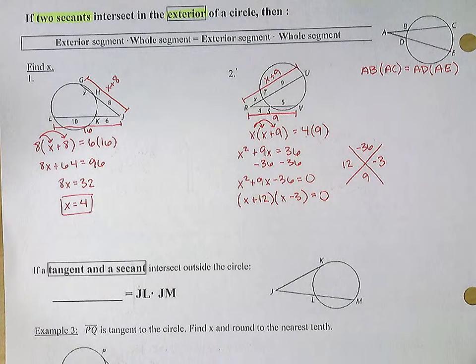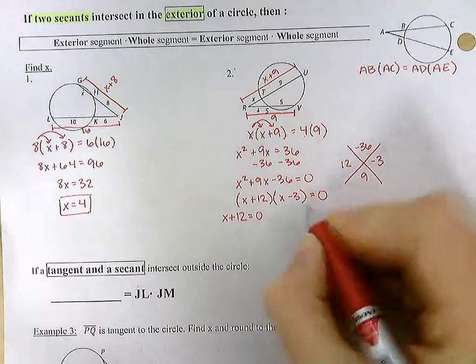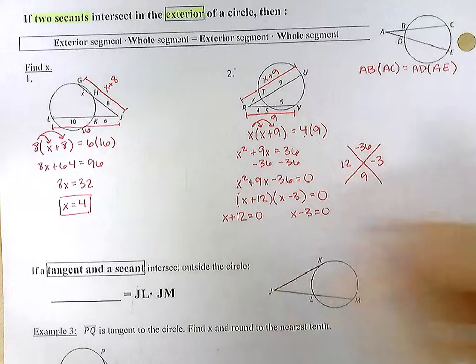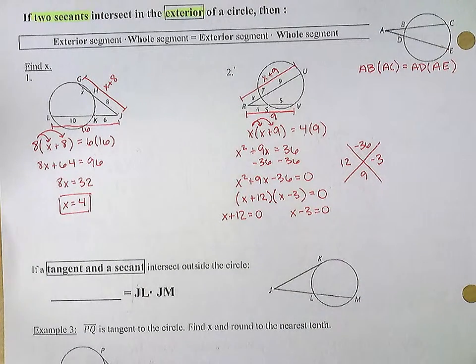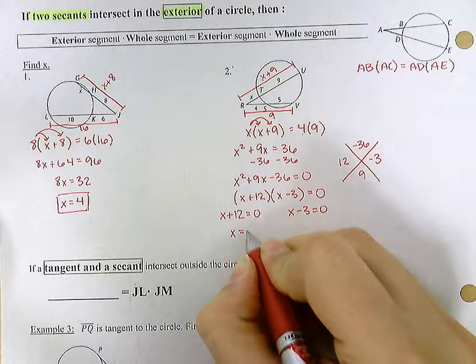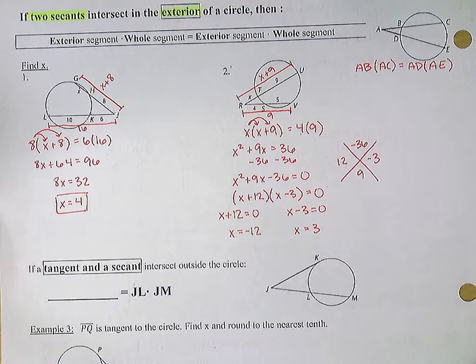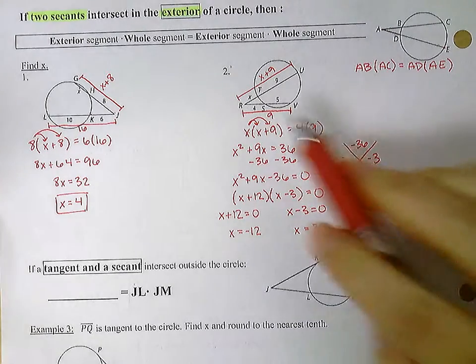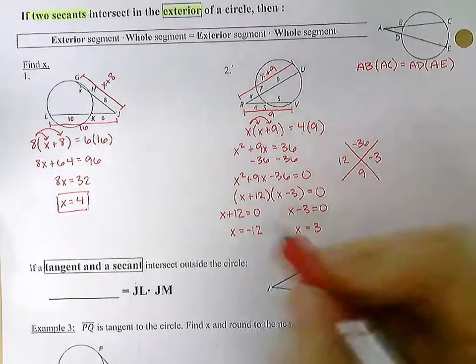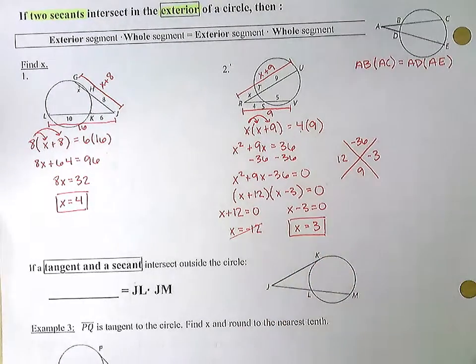So now what I can do is set both of those quantities equal to 0. So I have x plus 12 is equal to 0, and x minus 3 is equal to 0. And I just have to solve both of those. So subtract 12 from both sides. I get negative 12. And I would get x is equal to 3 here. Now, since we're talking about a length of a segment, this segment length cannot be negative 12. So that is not one of your answers. So your answer must be x is equal to 3.